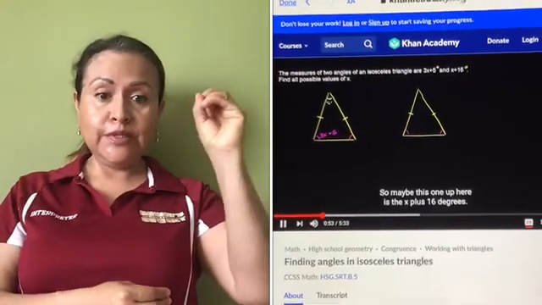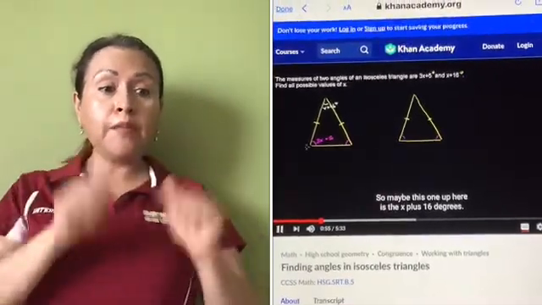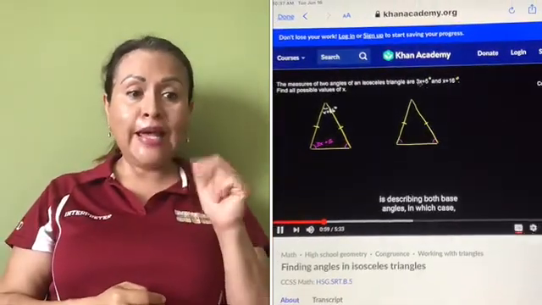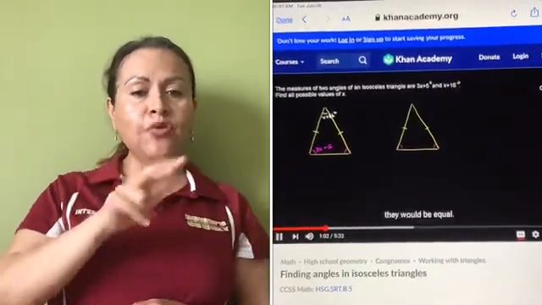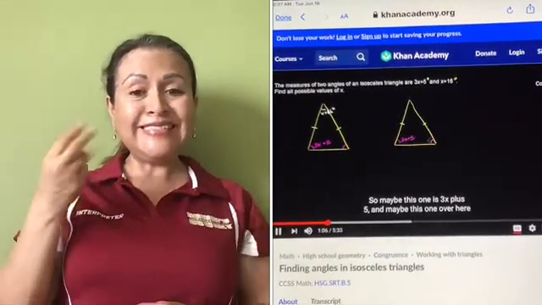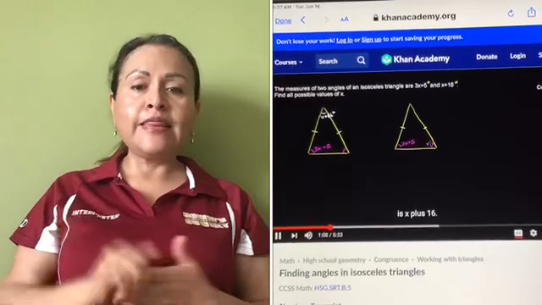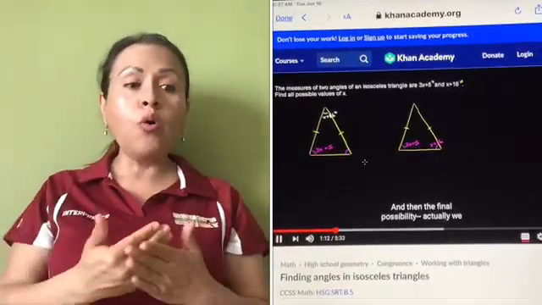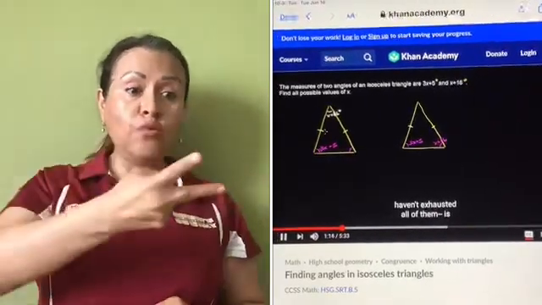The other possibility is that this is describing both base angles, in which case they would be equal. So maybe this one is 3x plus 5, and maybe this one over here is x plus 16. And then the final possibility, actually we haven't exhausted all of them, is if we swap these two. If this one is x plus 16 and that one is 3x plus 5.